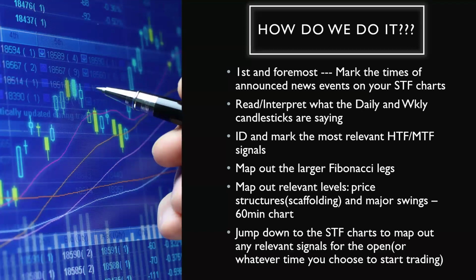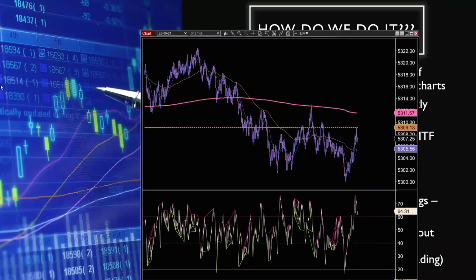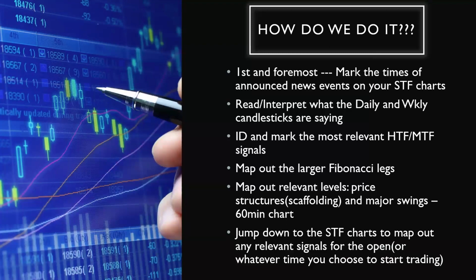And then finally, once all that's done and we're getting ready for the open, we'll jump down to those short time frame charts. For me, my short time frame charts are a 512 tick. I know some of you probably think I'm crazy. And then a 3-minute chart that I put right next to it. That way I have a little zoomed in view of my charts that I can then find trade entries on.